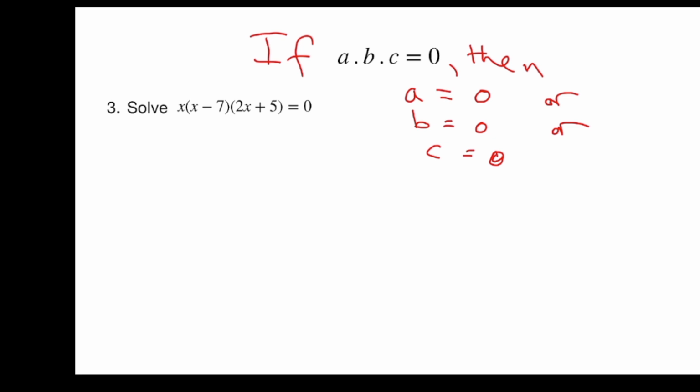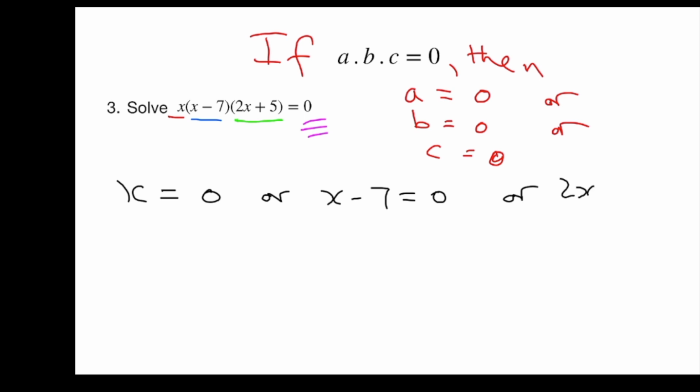Here we are multiplying 3 numbers. We are multiplying x by x minus 7 by 2x plus 5, and that gives us an answer of 0, which means one of these numbers should be 0 or all of them should be 0. Either x is equal to 0 or x minus 7 is equal to 0 or 2x plus 5 is equal to 0. So you form three equations.